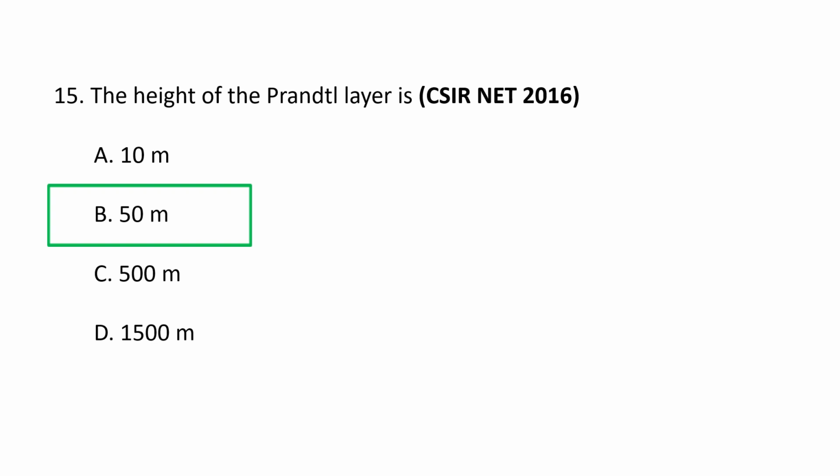50 meters. The Prandtl layer or surface layer in the atmosphere typically extends from the ground to a height of approximately 20 to 100 meters. It is the lowest part of the planetary boundary layer where turbulent fluxes and shear stresses are roughly constant and Coriolis forces are negligible. So the height of the Prandtl layer is 50 meters. B is the correct option.